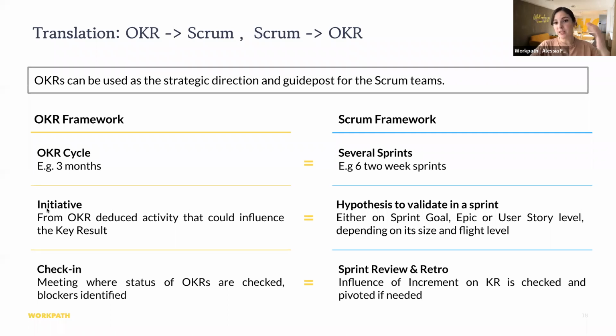An initiative, so basically the output level that we have seen before, is an activity that we have deduced from the OKR that could influence the key result. That's the goal in the end. On the other hand, we have a hypothesis that is to be validated in the sprint itself, and that is the sprint goal, epic, or user story. So basically, these are more or less the same.